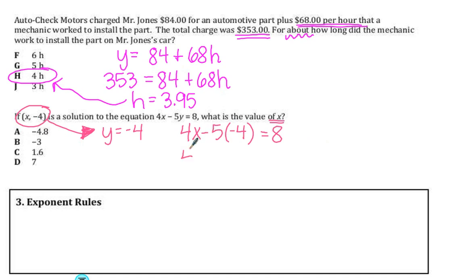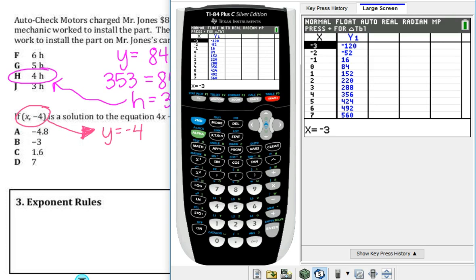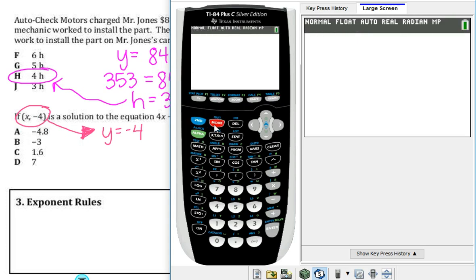Negative 5 times negative 4 is a positive 20. That equals 8. Subtract 20 from both sides. I get 4x equals negative 12. Divide both sides by 4. And I get x equals negative 3. Alright, again, I can double check myself because this is one that we would like to count towards that magic number 30. So 4 times the x value minus 5 times the y value, and hopefully this equals 8 when I plug those in, which in this case it does.